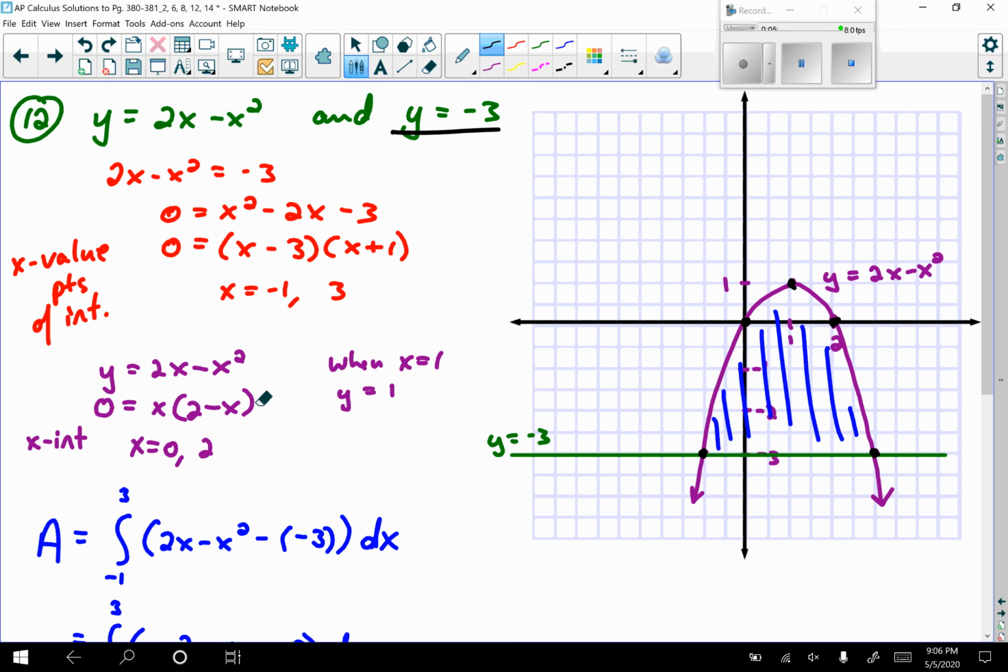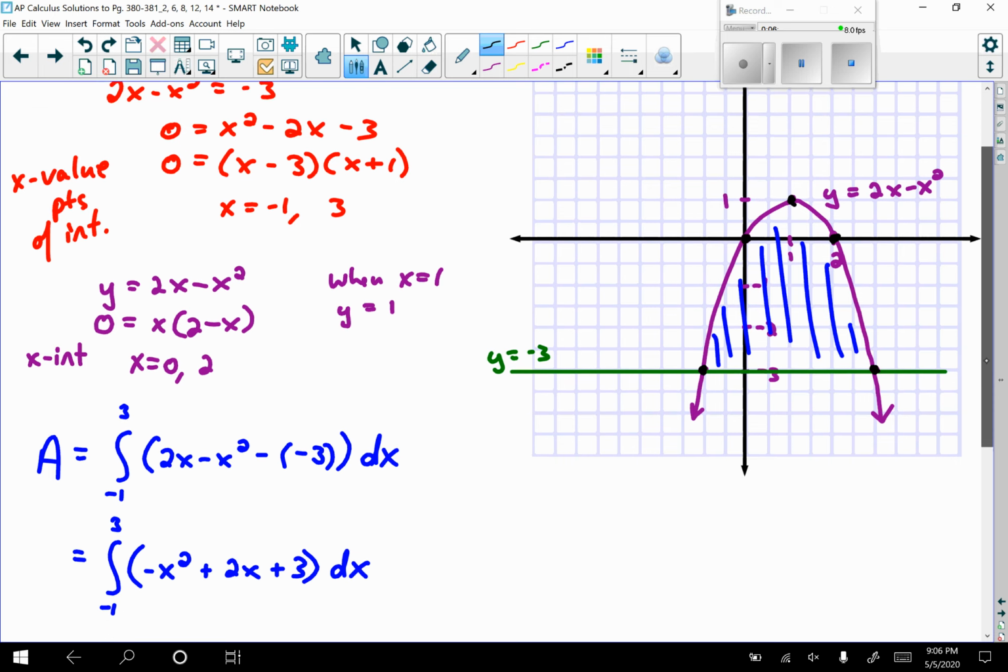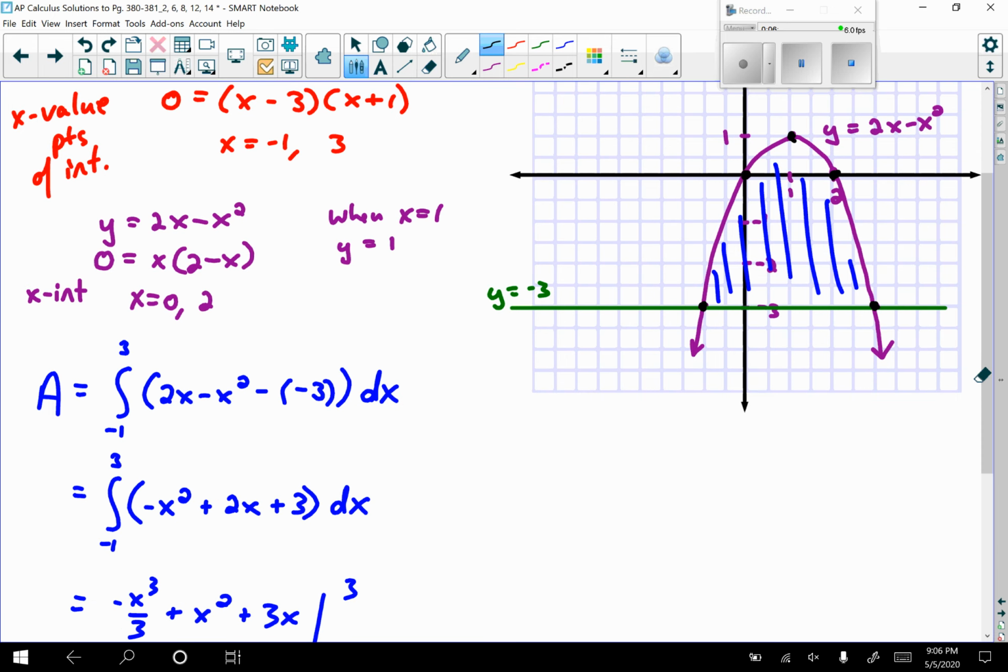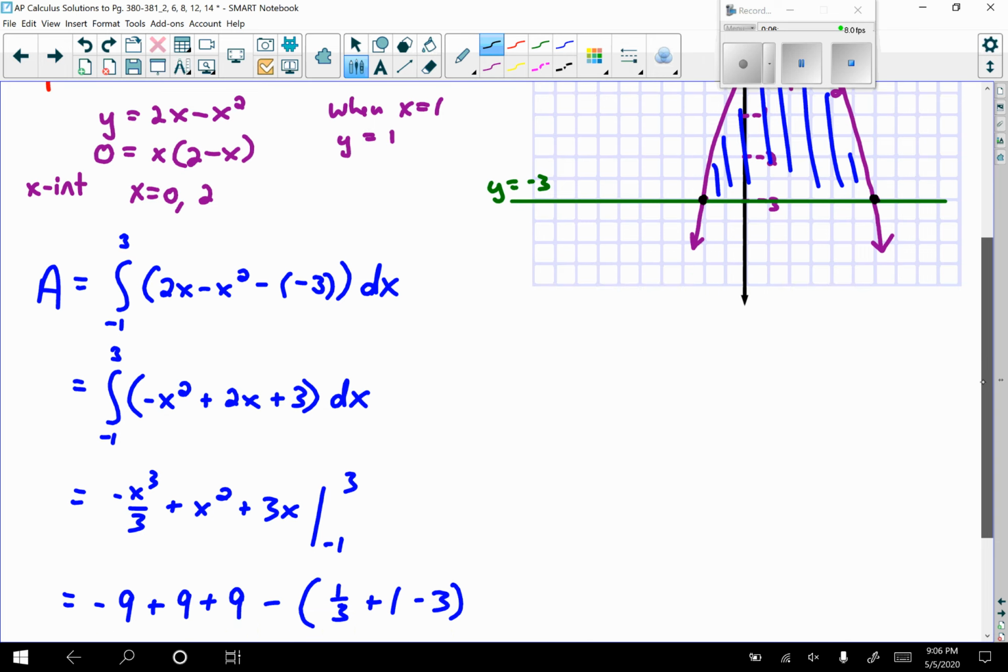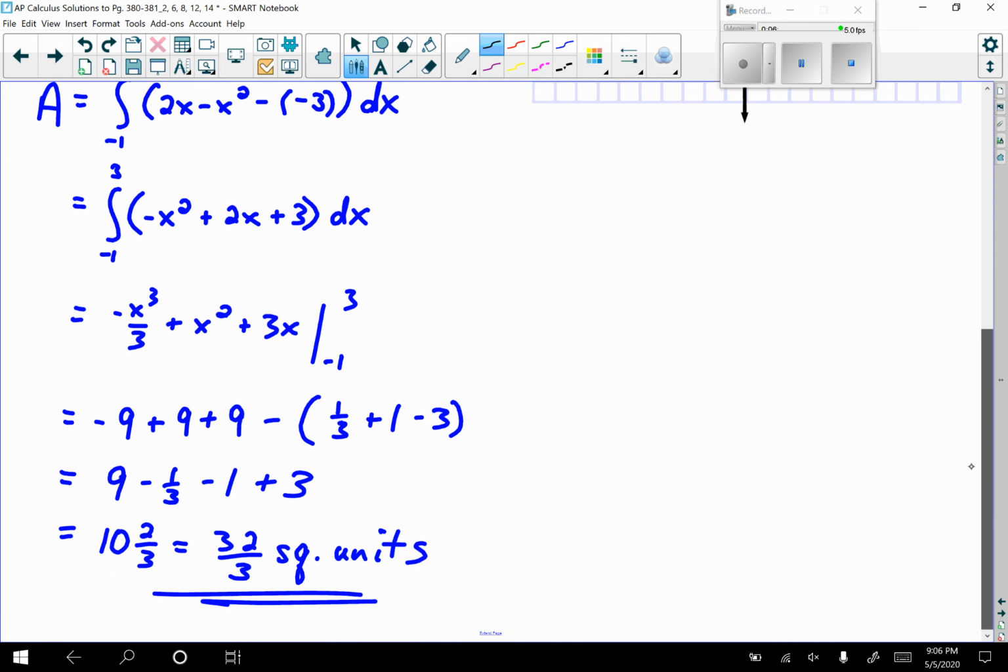So I can't use symmetry here. So I would just set up the integral from -1 to 3. My upper curve stays as the upper curve the entire time. So I have 2x minus x squared first, minus the -3 becomes +3. Take the antiderivative of that. Carefully watch your signs here, but you should be getting 10 2/3 or 30 2/3 square units.